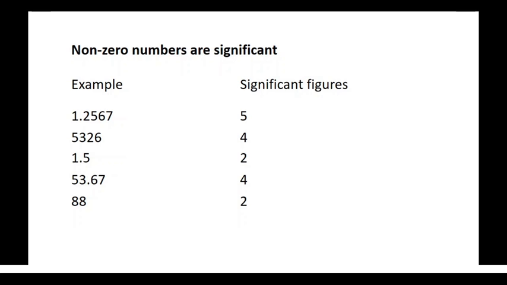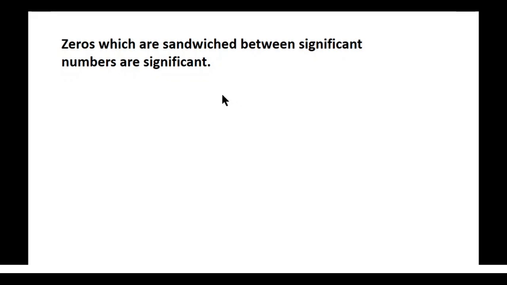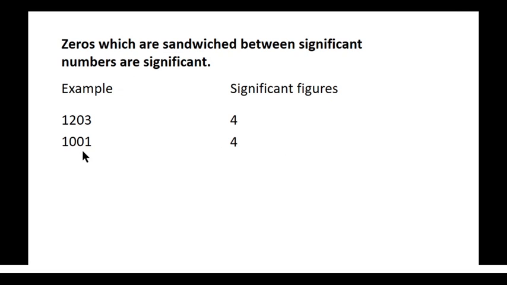Now, zeros that are sandwiched between significant numbers are significant. For example, 1203 has 4 significant figures. 1001 has 4 significant figures. 12.063 has 5 significant figures. 11.0035 has 6 significant figures. 300.65 has 5 and 1.01 has 3 significant figures.